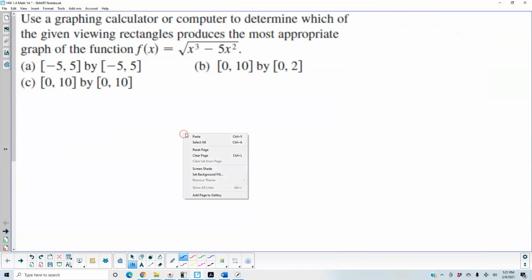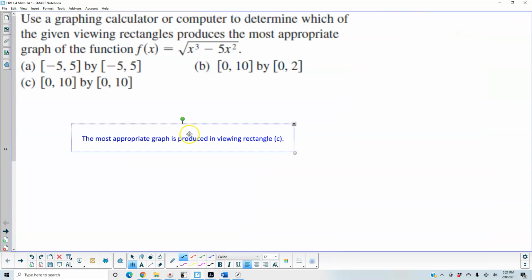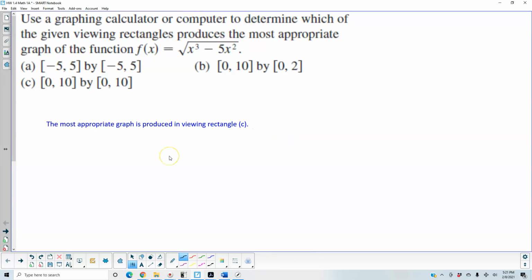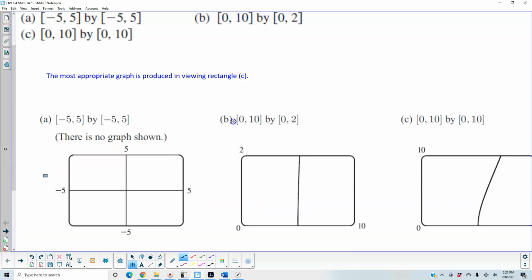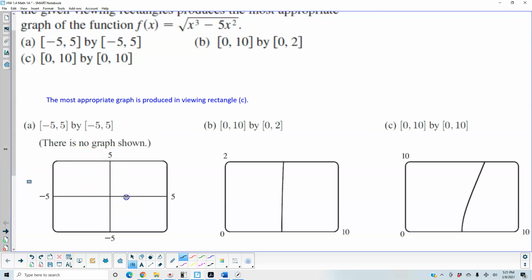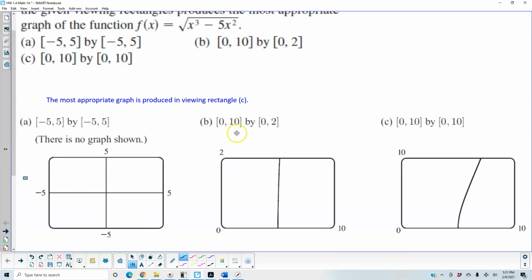So what we're going to say is that the most appropriate graph is produced by viewing rectangle C. And again, let's take a look at the examples here. The first one here was the first one we did. There was no graph shown. The second one, part B, this is what the graph showed. And then part C had that graph, and therefore part C was the most appropriate graph using that viewing rectangle.